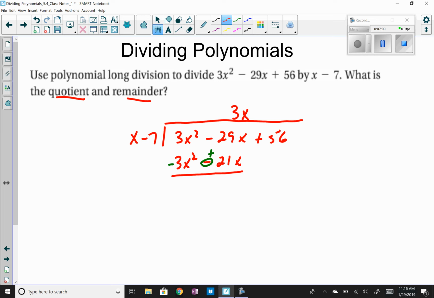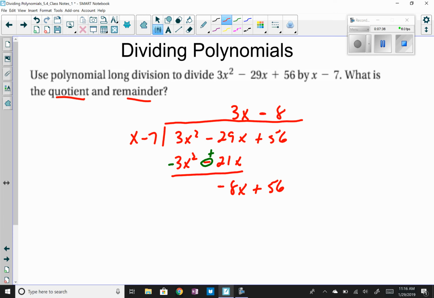The 3x squareds eliminate each other. Negative 29x plus 21x is negative 8x. Okay, we have a remainder. We're ready to bring down the 56. Start the process again. Ask ourselves, what do we need to multiply to x to give us negative 8x? So that would be a negative 8. I'm going to put that in the constant column.